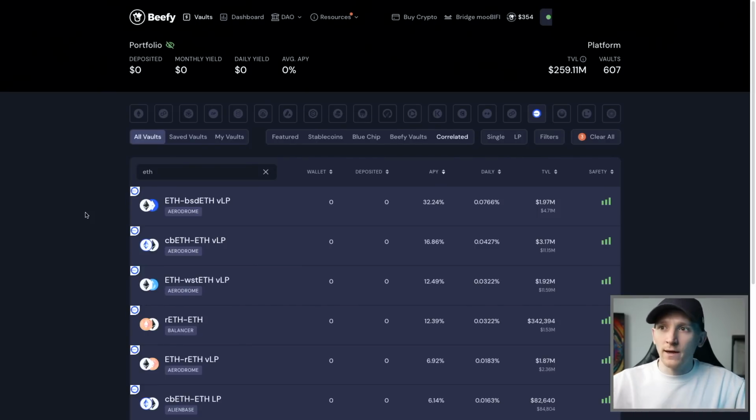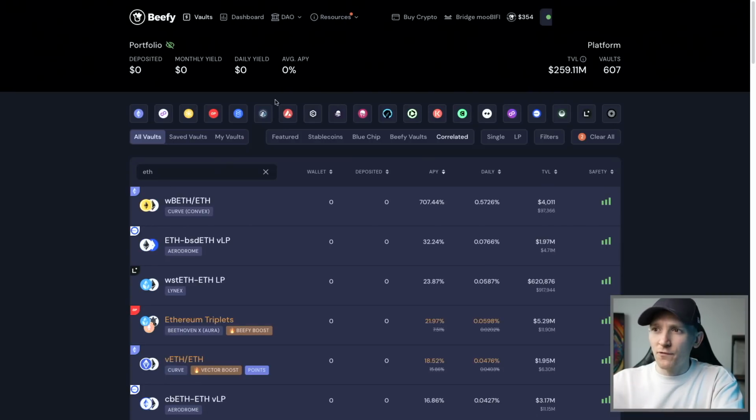But I'll just show you here as an example on Beefy. I don't want to promote any platforms, but this is one of the most popular. So this is a yield farming aggregator essentially, and it automates all of this. So you can see all of the different blockchains here. Most EVM chains are supported.